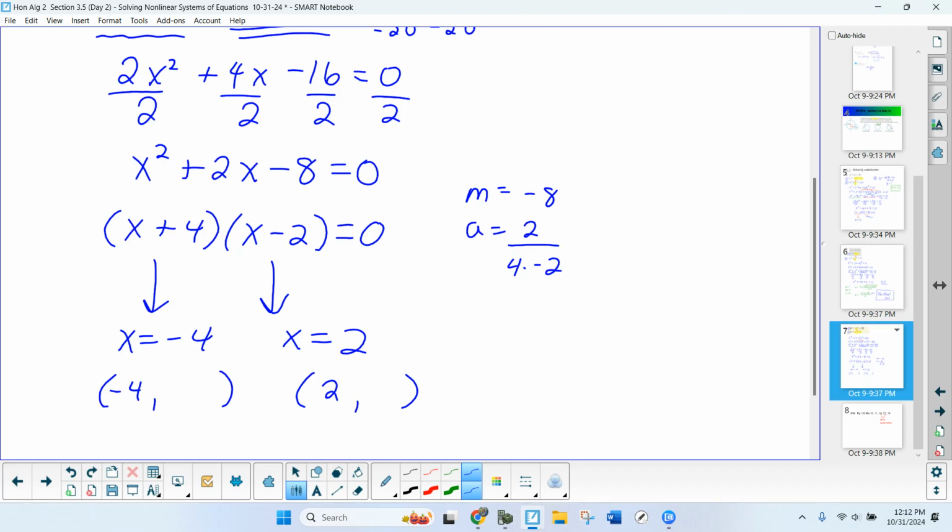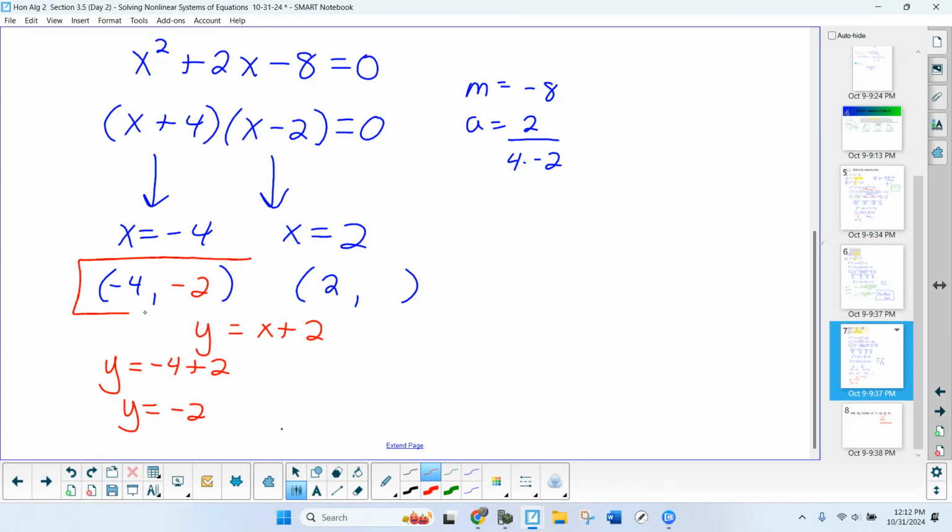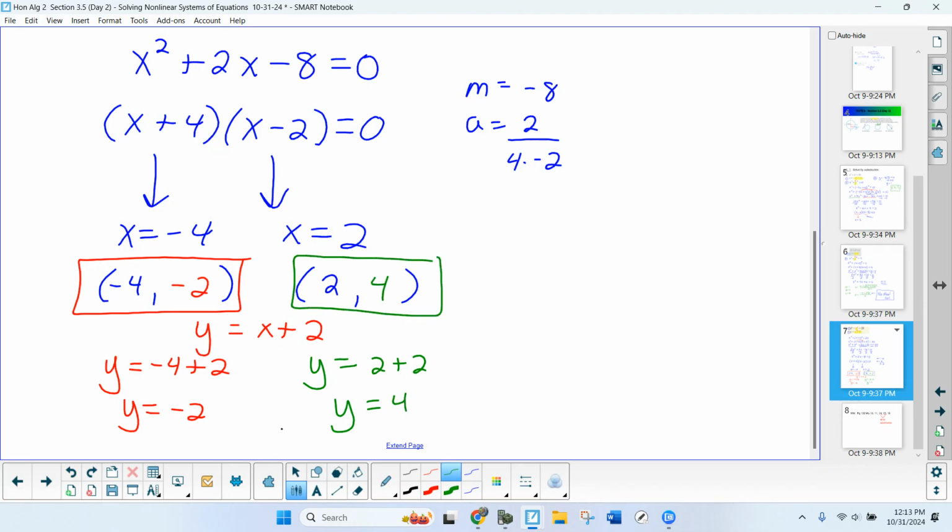So you have to put this back into the y equals, which, what did y equal? y equaled what? x plus 2. So when you plugged this one in, you plugged in what? What's negative 4 plus 2? So here's your first solution. Now, when you plug in this one, you plug in what? 2 plus 2. What's 2 plus 2? 4. Here's your second solution.